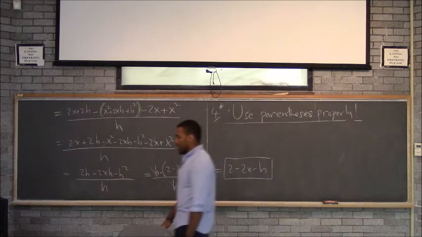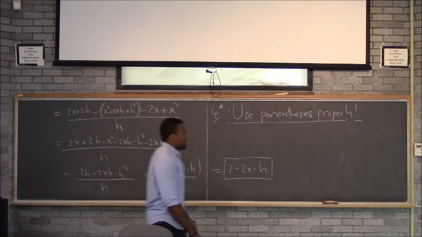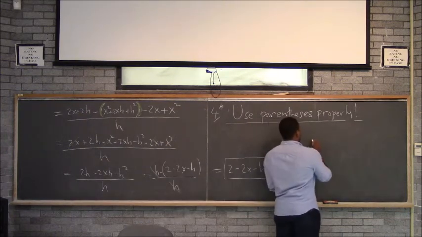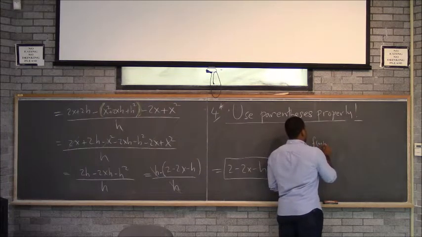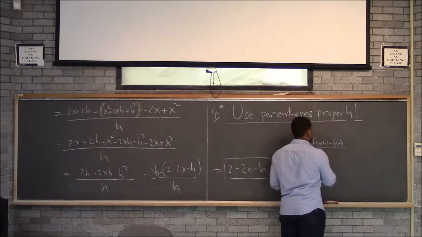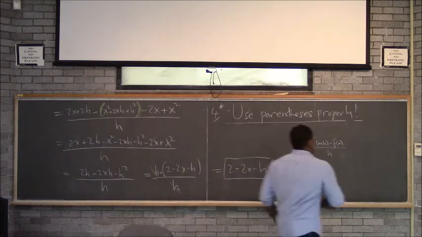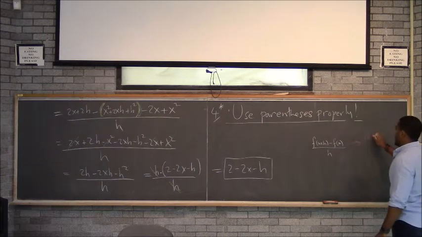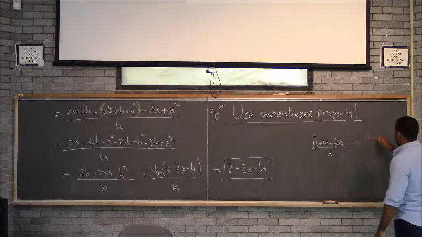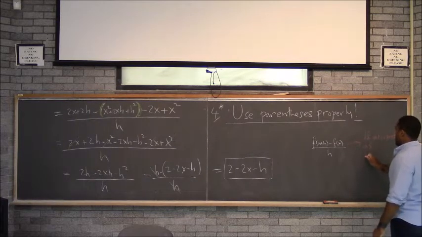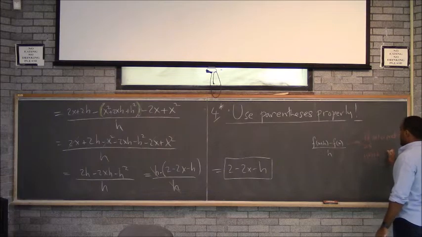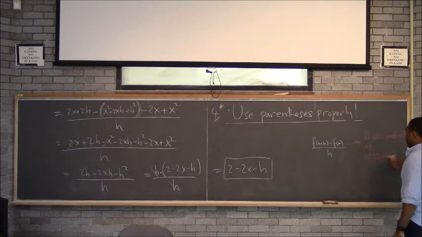One thing that you can notice: if you have f of x minus f of x, and this is wrong, that's why I'm writing it in red, if interpreted as f of x plus h minus f of x all over h, you'll always get 1.